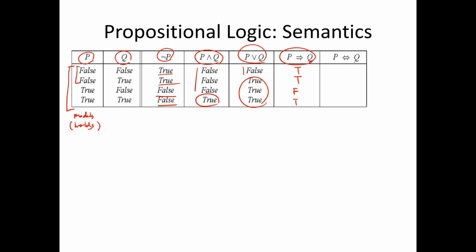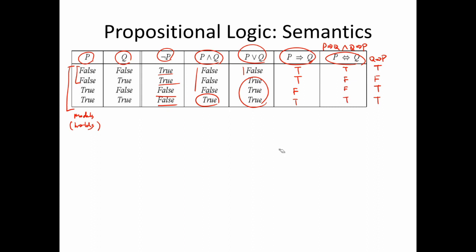Okay, lastly, the double implication. This means that P implies Q and Q implies P. Let's first consider Q implies P. That means, again, if Q is true, P has to be true. If Q is true but P is false, then Q implies P is false. When Q is false, P could be anything. When P implies Q is true and Q implies P is true, then the double implication is true. So it's going to be T, F, F, T.